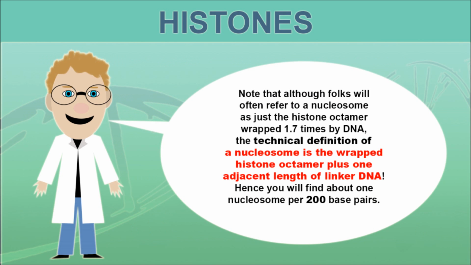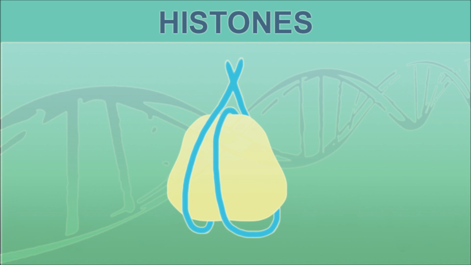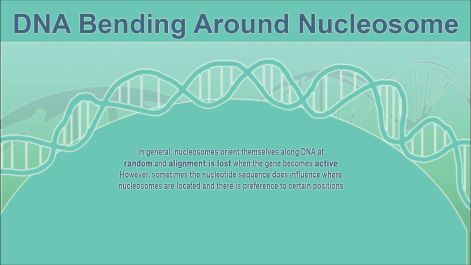Note that although folks will often refer to a nucleosome as just the histone octamer wrapped 1.7 times by DNA, the technical definition of a nucleosome is the wrapped histone octamer plus 1 adjacent length of linker DNA. Hence, you will find about 1 nucleosome per 200 base pairs. Regardless of sequence, DNA can almost always successfully wrap around the histone core, though it might have to take a slightly crooked path. In general, nucleosomes orient themselves along DNA at random, and alignment is lost when the gene becomes active.